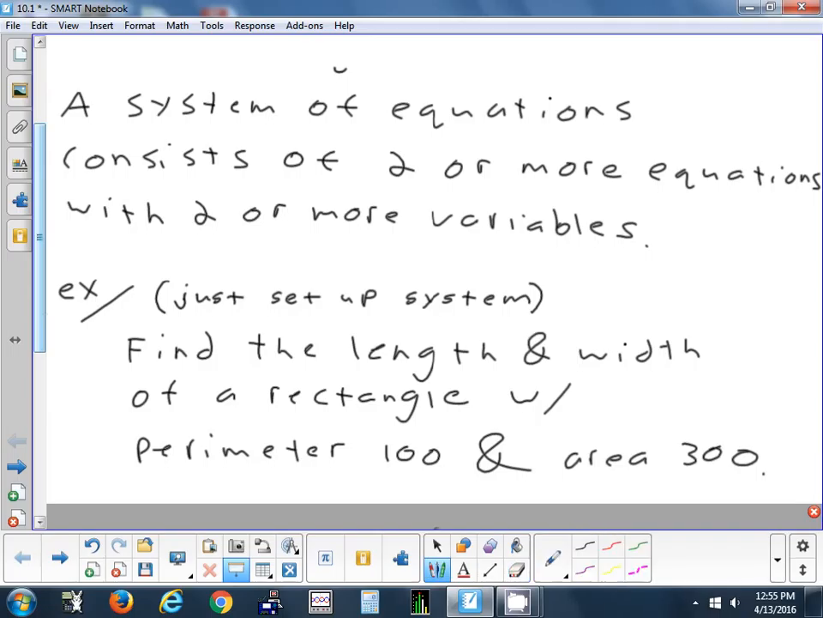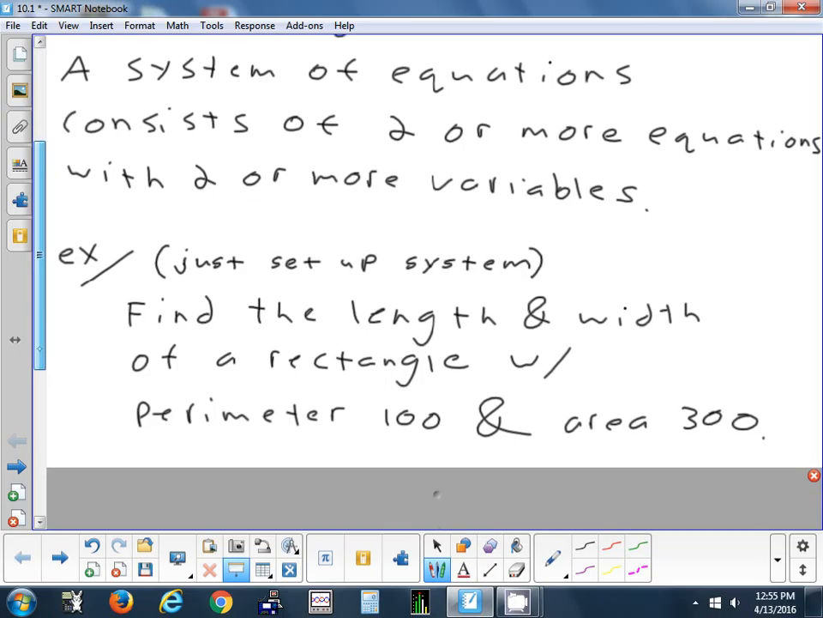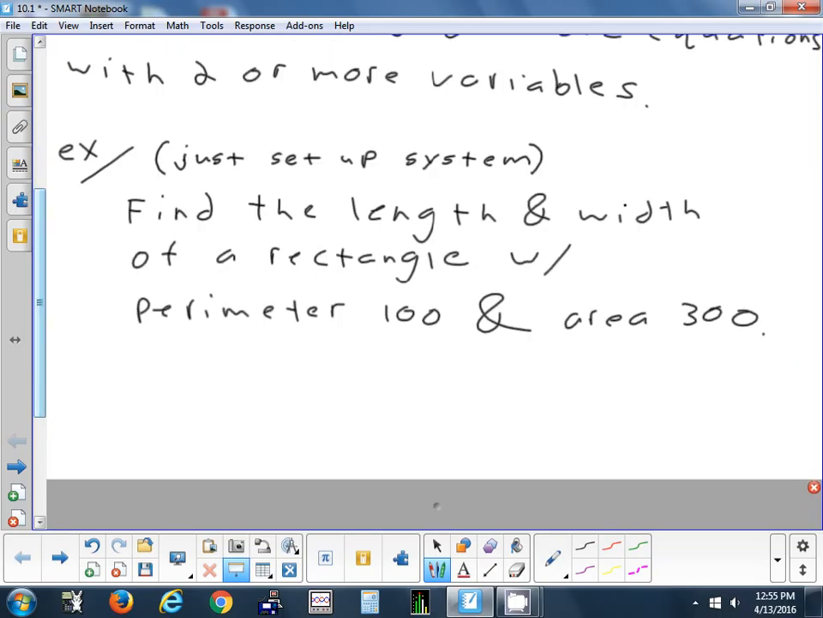All right, this one, for now, I'm just going to set it up, and then we'll talk about substitution, then we'll come back and solve it. Find the length and width of a rectangle if the perimeter is 100 and the area is 300. What's one thing I need to know here in order to set up these equations? Yep, the area formula of a rectangle. Yeah, I need the formula for the area of a rectangle. And what is area? Area is length times width.